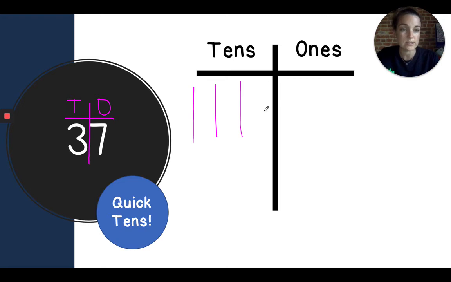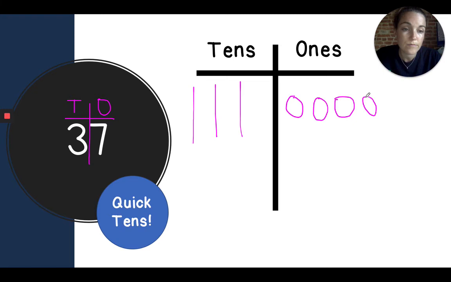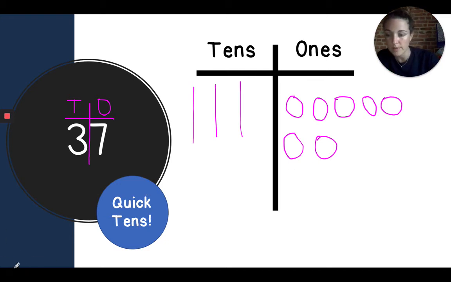All right, ones. I'm going to do my ones here. You do them at home. Go ahead and count for me. We need 7. Here's 5. Got to go down to the bottom now. 5, 6, 7. All right, let's count and make sure. 10, 20, 30, 31, 32, 33, 34, 35, 36, 37. We got it. Good job, guys.